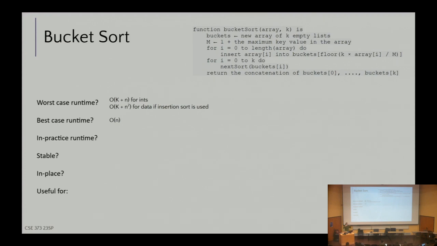And obviously we cannot do any physically better than a linear runtime on any type of sort. We have to look at everything in it. So bucket sort is mathematically the best we can do.